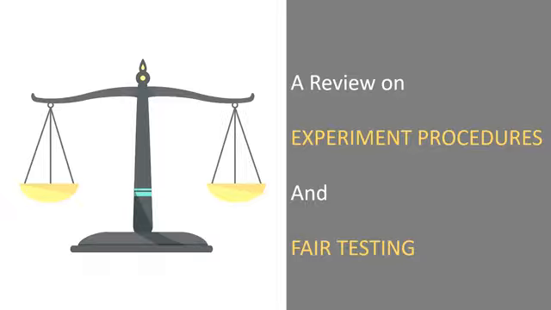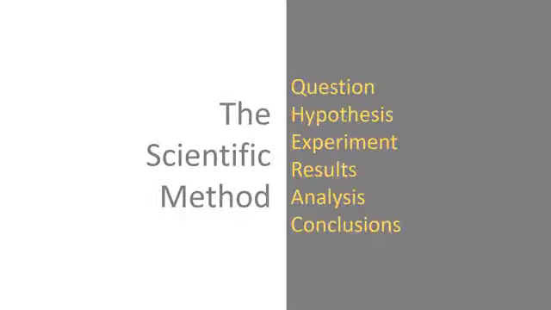Let's begin. So, first off, when we say experiment procedures in science, we are, of course, talking about the scientific method. Now, very quickly, the scientific method follows these steps: the question, the hypothesis, the experiment itself, the results, the analysis, and then the conclusions. We will go over each of these one by one. I realize that you might already be familiar with this, but a quick review, a quick refresher might do everyone good. So let's begin.